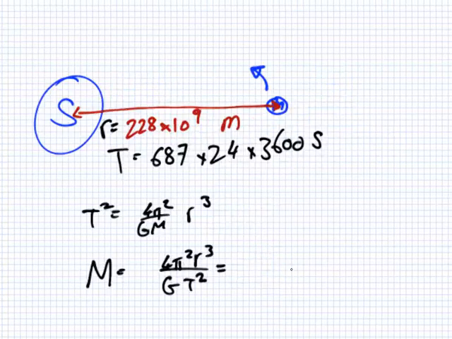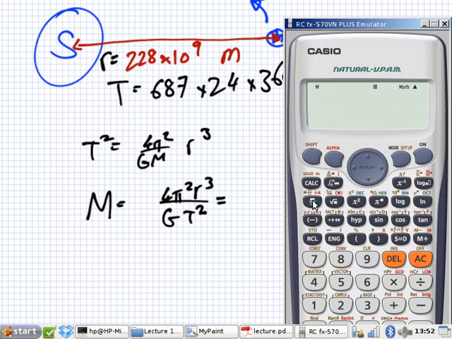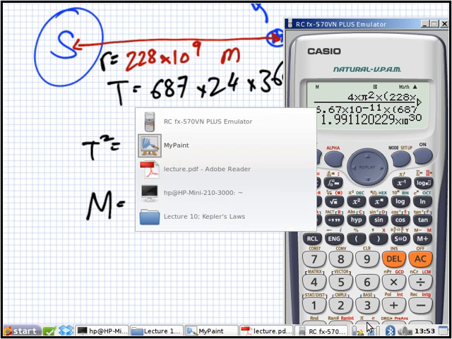So let's calculate it. Okay, so that is 4 times pi squared times r cubed over G times T squared. And what was the radius? 228 times 10^9. So this is the mass of the Sun. 1.99 times 10^30.